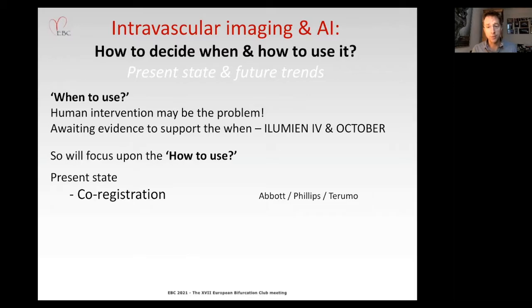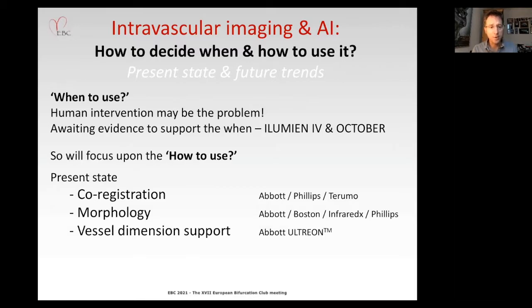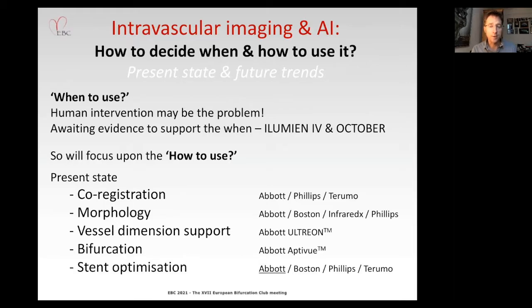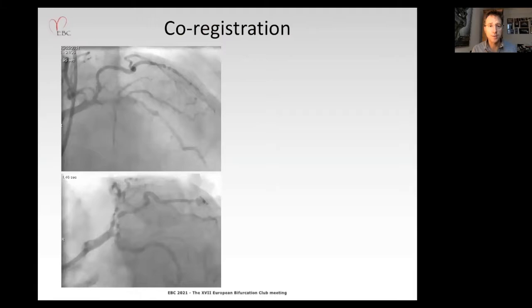In the present state, we have co-registration across a number of different industry tools, morphology through the most recent Ultreon, but also through virtual histology IVUS and the use of NIRS IVUS, vessel dimension support available now through Ultreon, bifurcation software with both Abbott and Terumo, and then stent optimisation, which in my mind, I think is currently best undertaken with the Abbott software. And I'll highlight examples of this using an Ultreon case.